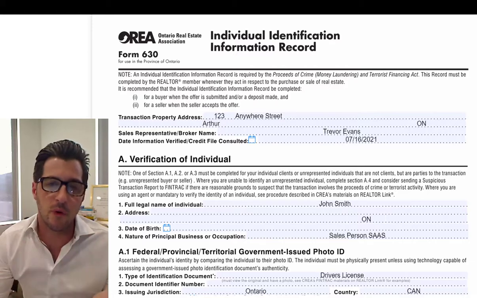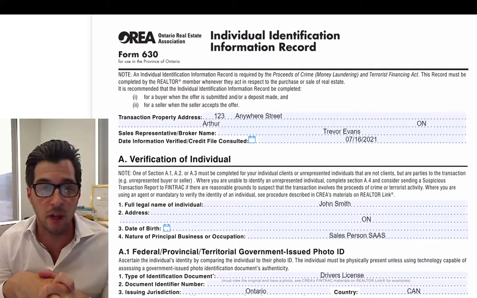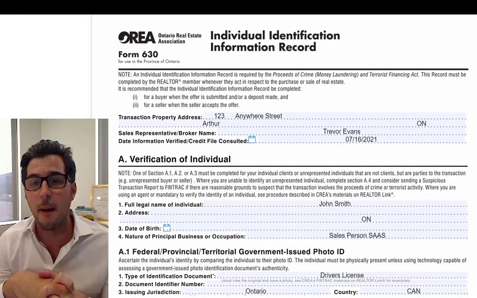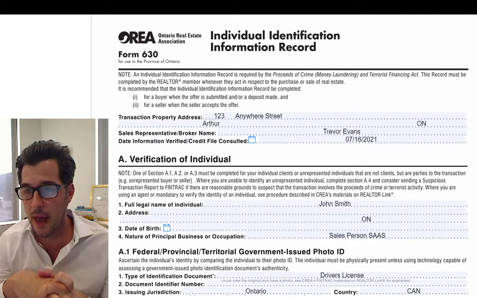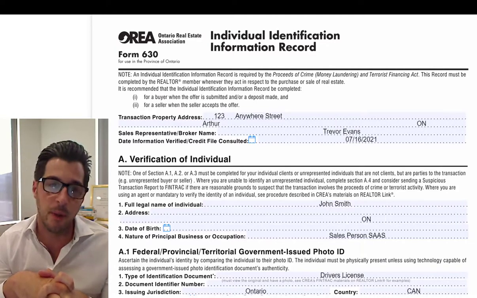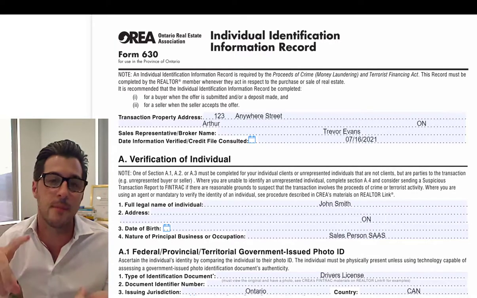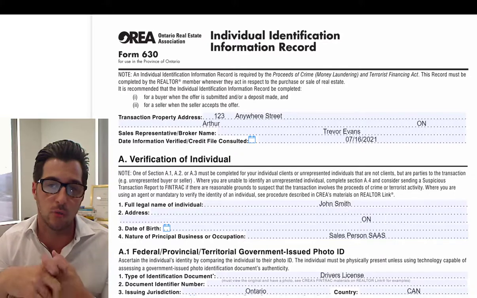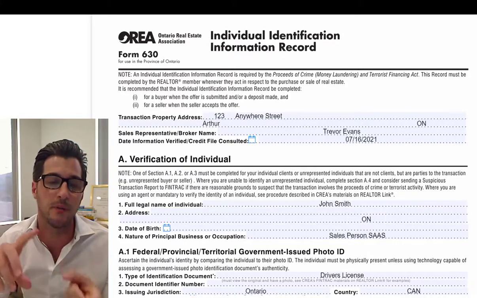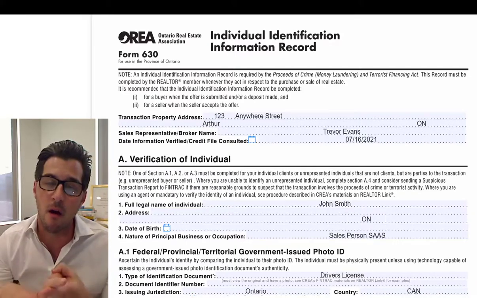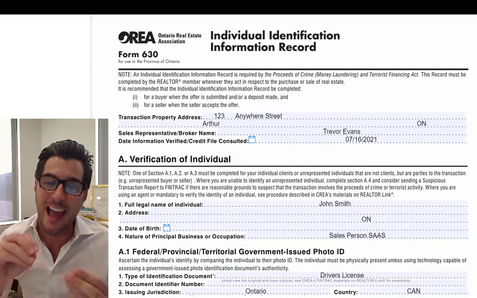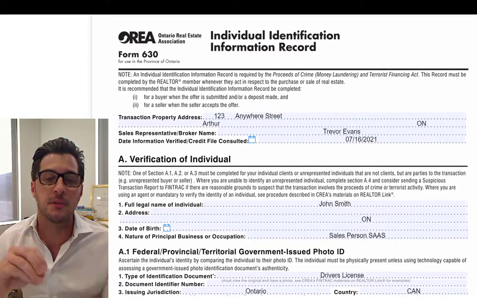So as we read through this form, it clearly identifies, as I mentioned, that an individual identification information record is required by the Proceeds of Crime, Money Laundering, and Terrorist Financing Act. This record must be completed by a realtor member when they act in respect to the purchase or sale of real estate. It is recommended that the individual identification information record be completed for a buyer when the offer is submitted and or a deposit is made.